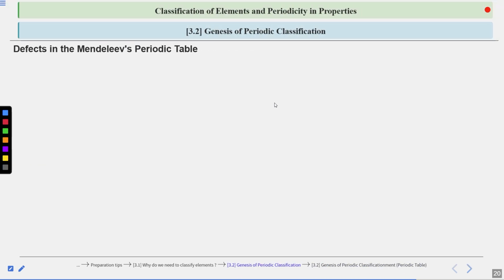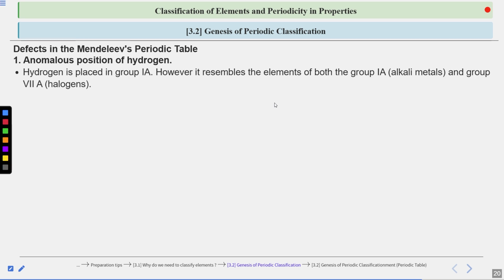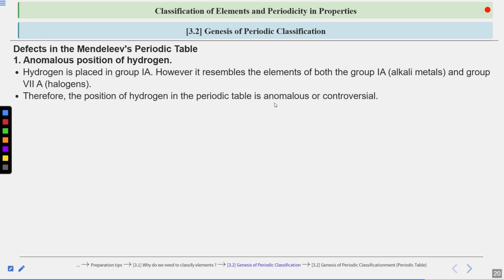So the basic defects in the Mendeleev periodic table were, first of all, the position of hydrogen. Hydrogen has properties of both group 1A, which is the alkali metals, and group 7A, which is the halogens. As a result, hydrogen couldn't be placed anywhere. The position that was given was not justified because its properties were not similar to either of these groups wholly. So this position was controversial.